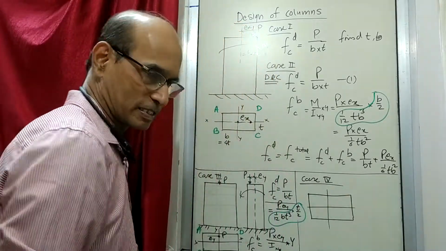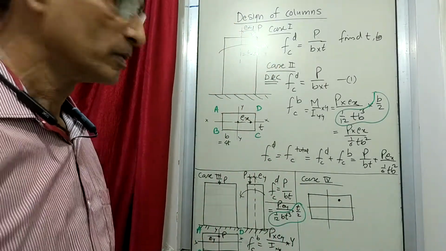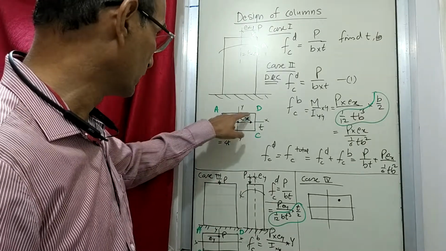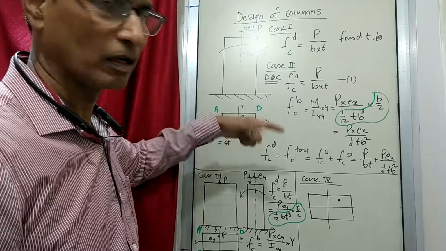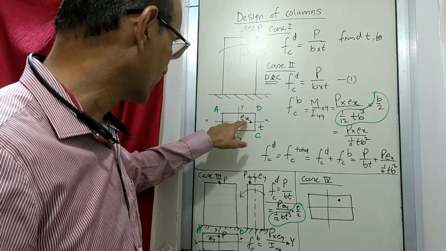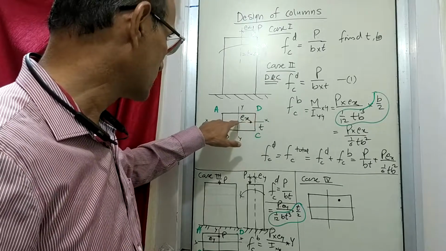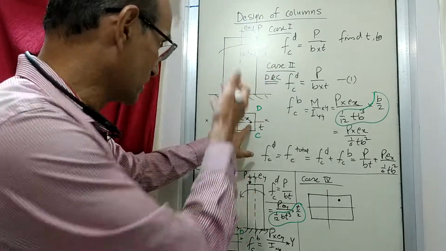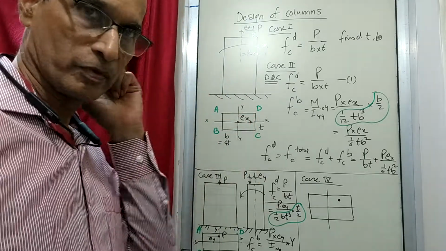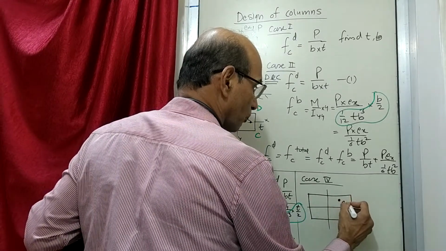What will be the fourth case? Fourth case is load acting here. See, the first case was load acting here, second case was load acting here, and the third case is load acting here. Not third actually, second, third, fourth. First is already a simple case. So first case load here, second case load here, third case load here, fourth case load here. When the load is acting here, there will be eccentricity here of Ex and Ey.